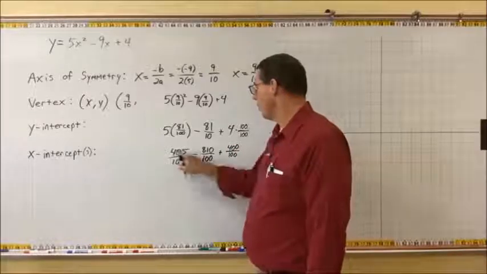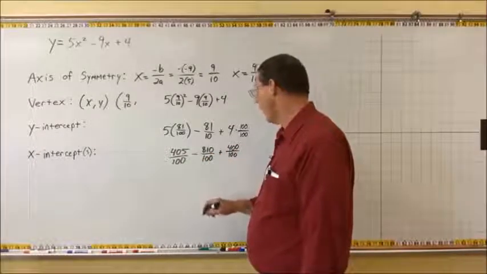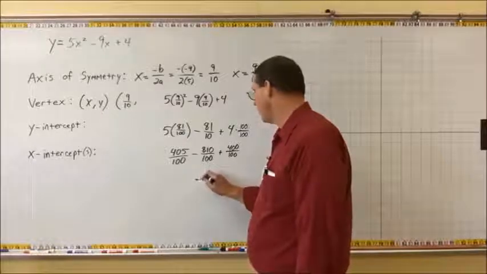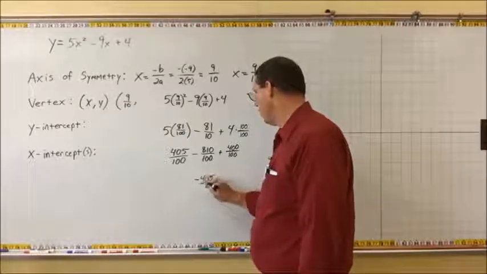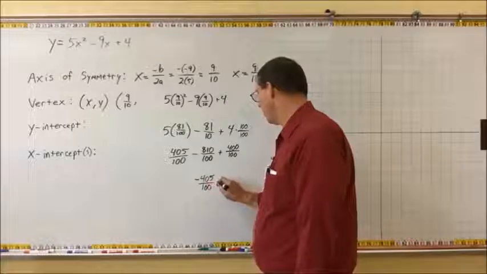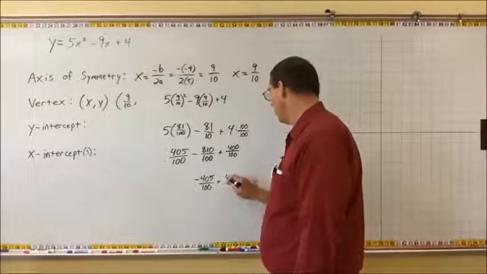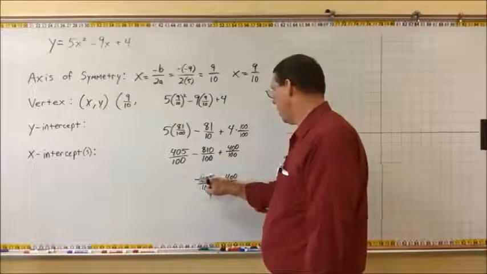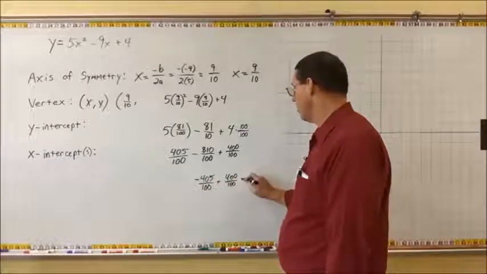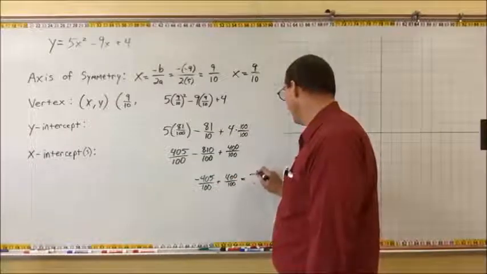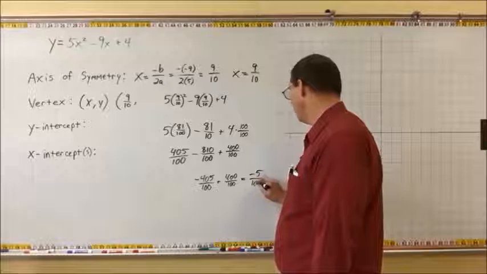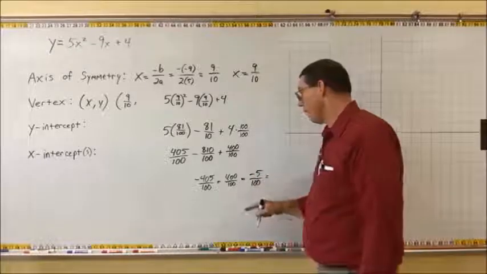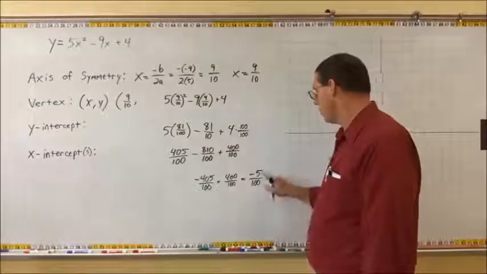And now we're going to do 405 minus 810. That's negative 405 over 100. Then we're going to add 400 over 100. And negative 405 plus 400 is negative 5 over 100. This can reduce now, right? Now we could have reduced these a long time ago, but this will now reduce.